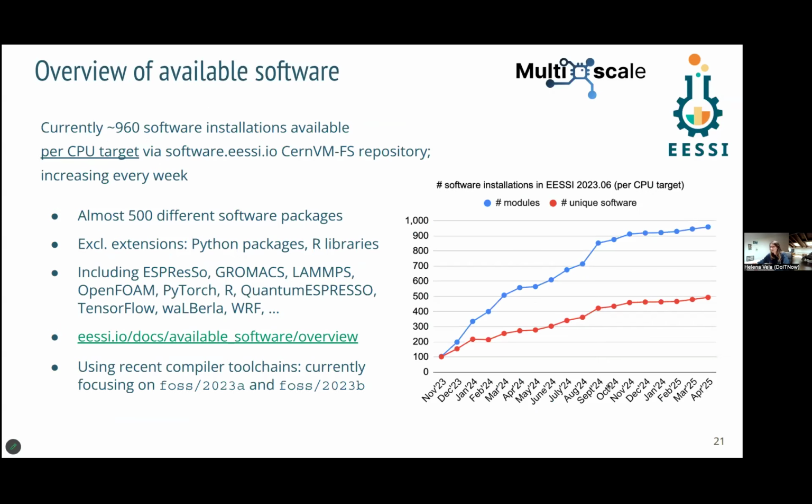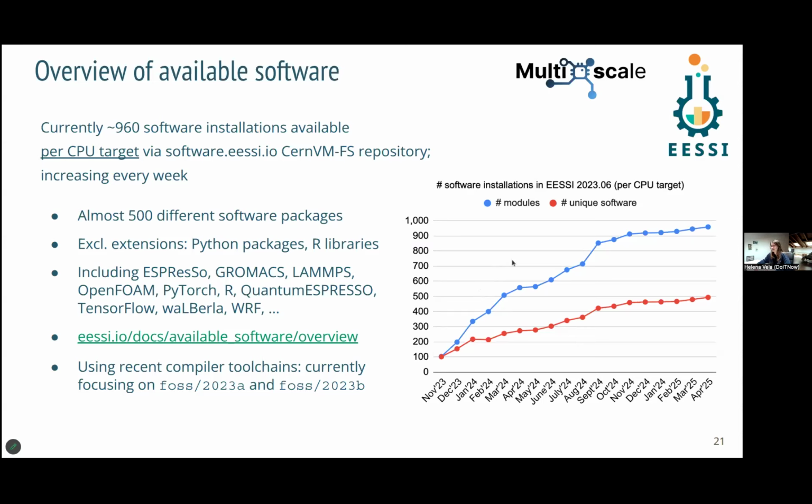And it's important to mention that even though EESSI support is funded through the multi-scale COE, this is a community effort and everyone can collaborate. And right now we have about 960 software installations available per CPU target and almost 500 different software packages. And these are growing. And we also have major and famous scientific software such as Espresso, GROMACS, LAMMPS, OpenFOAM, PyTorch, and so on. And then we also have Python bundles, R bundles, Bioconductor bundles, Perl bundles, and so on.